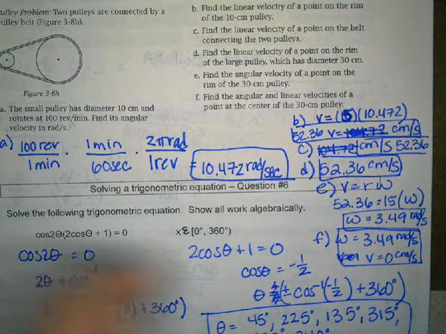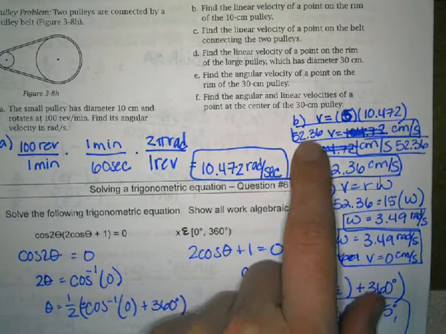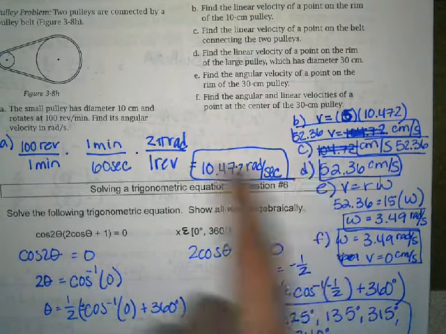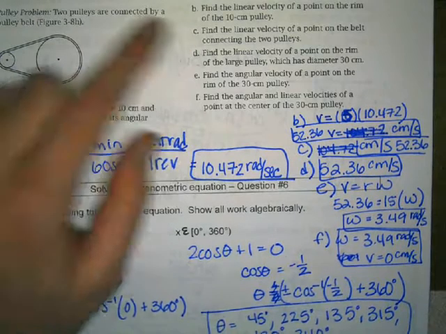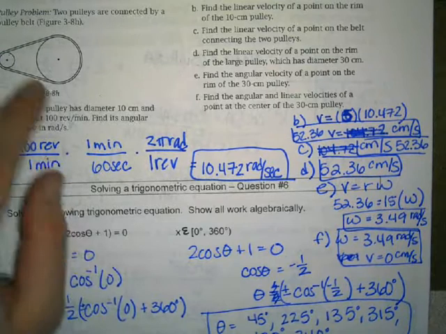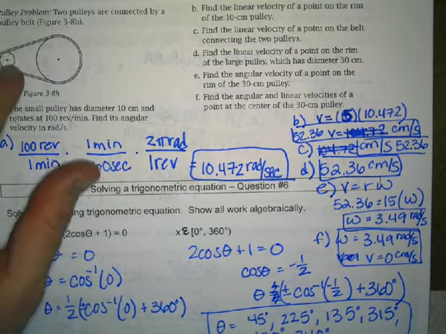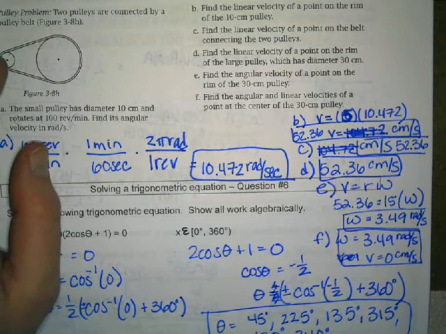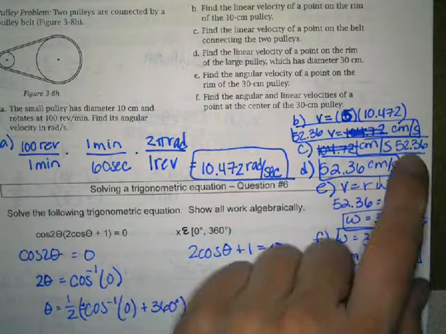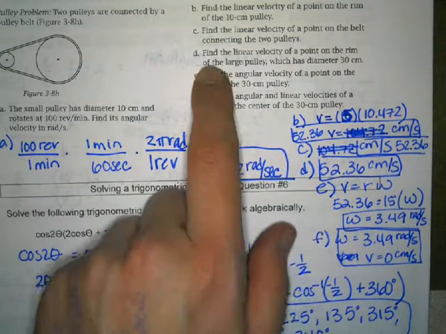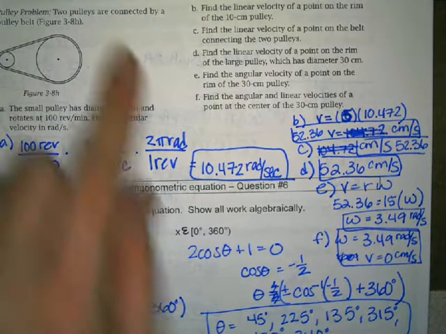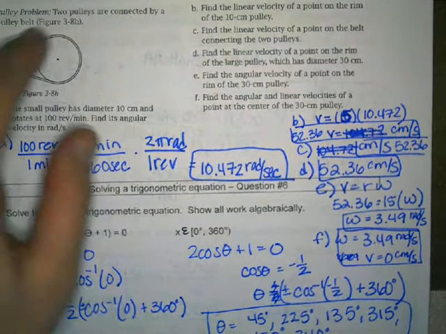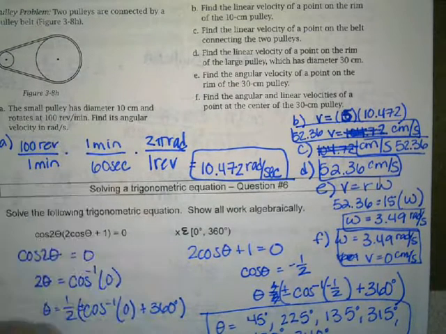Oh, anyways, you multiply them together, you get a linear velocity on the small pulley at the rim of 52.36 centimeters per second. Then for part C, find the linear velocity of a point on the belt connecting the two pulleys. Well, the belt can only be going as fast as the rim on the smaller pulley is going, because that pulley can't go faster, linear velocity-wise, like it can't cover more distance than what the belt is traveling. So actually the belt has the same. And then for D, find the linear velocity of a point on the rim of the large pulley, which has a diameter of 30 centimeters. That's actually still the same thing. Because they're connected by that belt, they each have the same linear velocity.